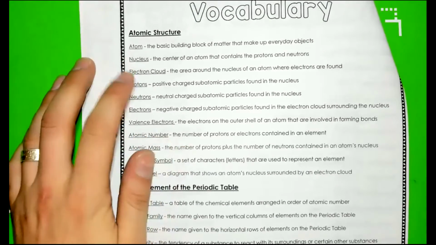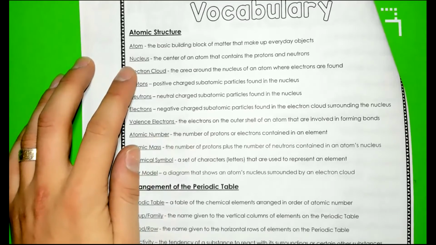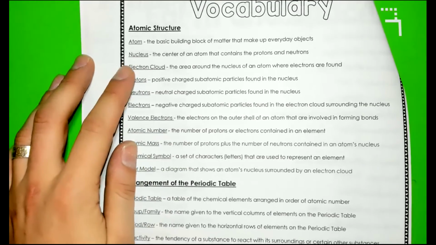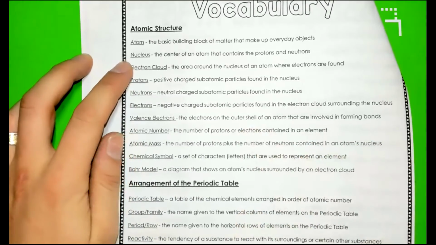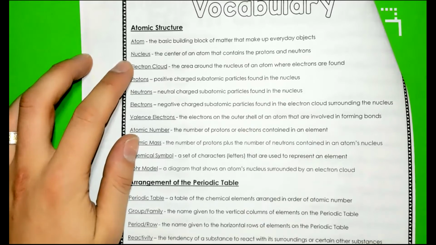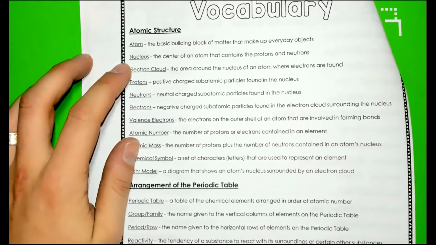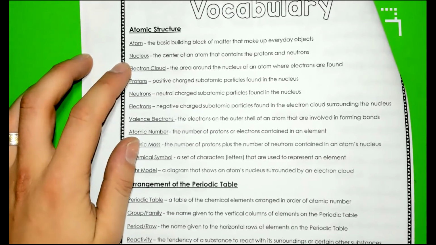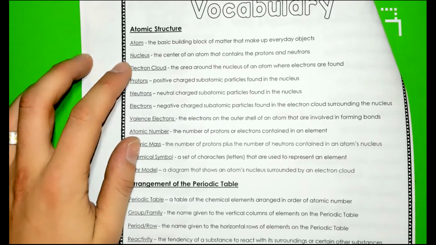Right. Then we have our nucleus. The nucleus is the center of an atom, guys. This contains protons and neutrons. Not to get this confused with our unit on cells when we also talk about a nucleus. Nucleus is the brain of the cell. It houses the DNA. It kind of controls the cell.